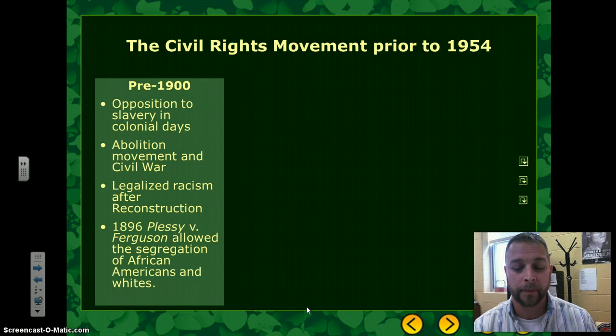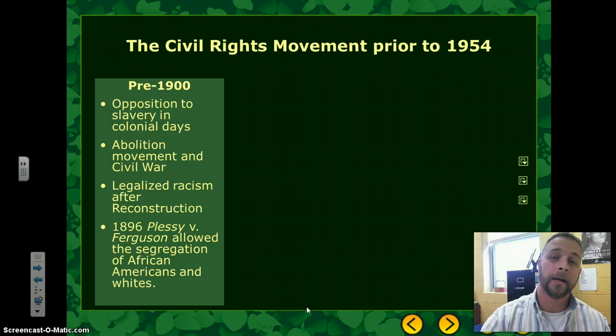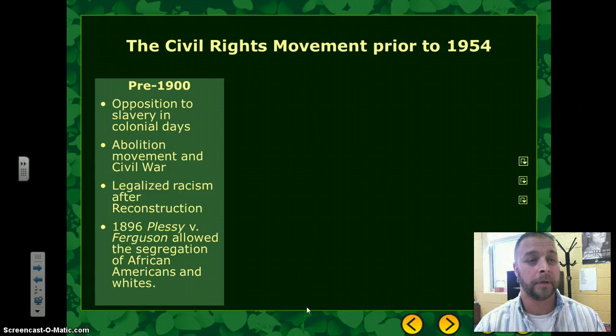And one of the problems that blacks face in this time is the beginning of the passage of laws basically institutionalizing slavery, especially in the South, but elsewhere as well. And one part of this is the 1896 Supreme Court case of Plessy versus Ferguson, which creates the idea of separate but equal, which becomes the bedrock for segregation for the next 60 years.